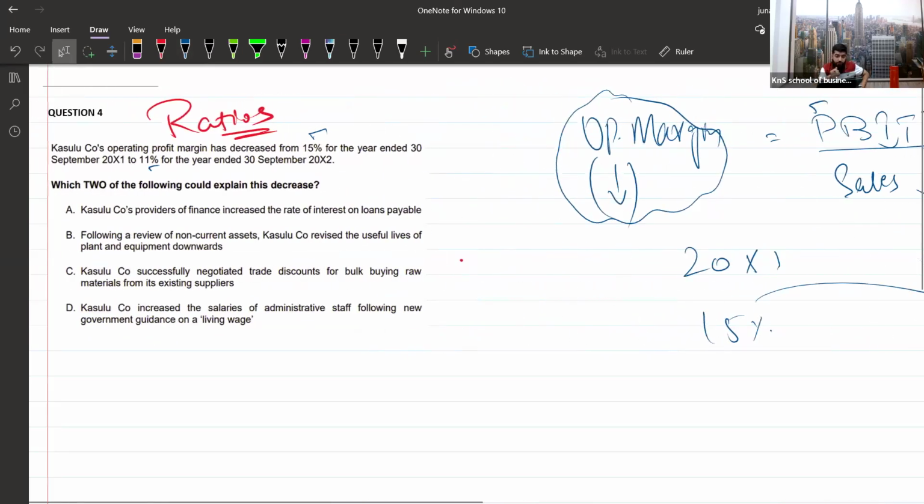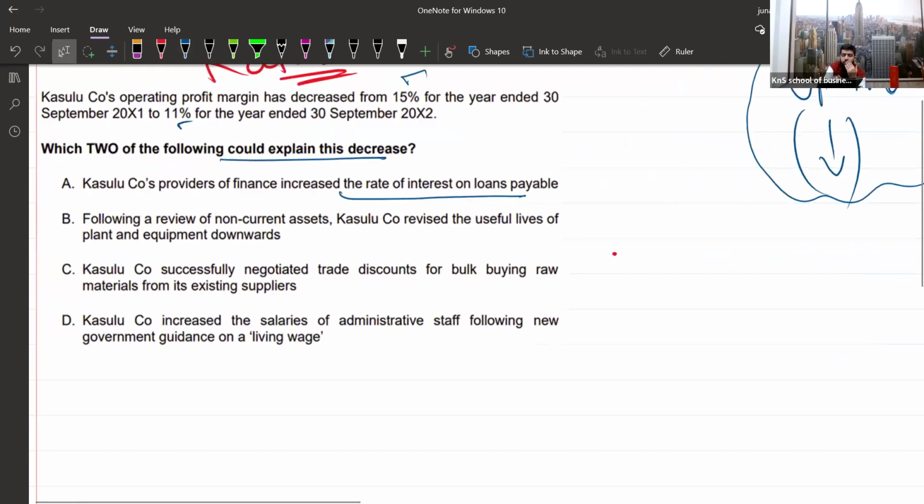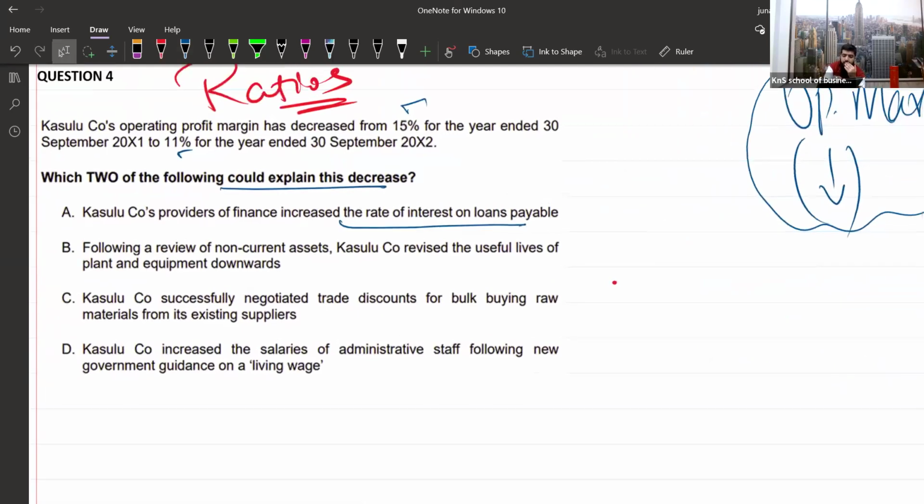Now let's see what the requirement of this question is. Which two of the following could explain this decrease? What is the reason? You need to identify. The first reason given by the examiner is that the company's providers of finance, that is the loan or bank, increase the rate of interest on the loan payable. Could this be a reason for the decrease in operating profit margin? The rate of interest or interest expense is increased. No, this could not be the reason.